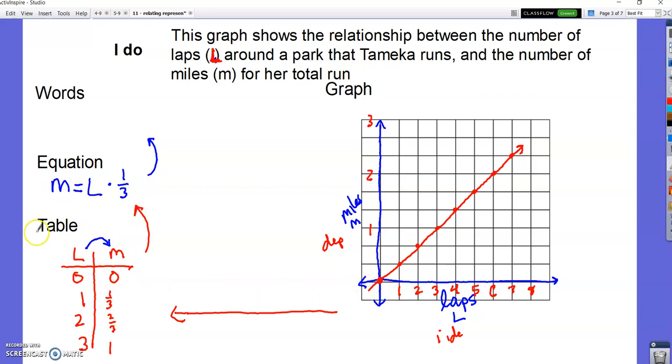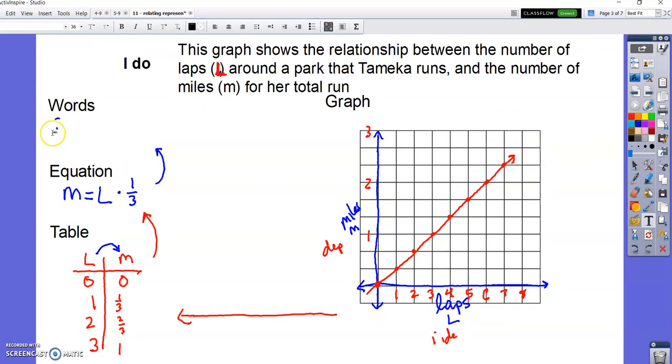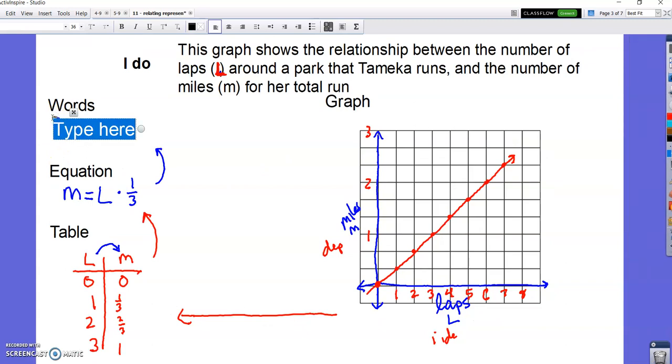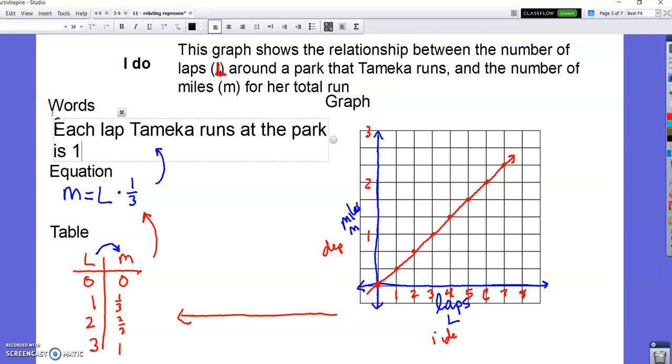So what I'm noticing is each time she runs one lap is 1/3 of a mile. That's what I'm noticing. So I'm just going to write something like Tamika. I'm going to type it because I'm faster at typing. Each lap Tamika runs at the park is 1/3 of a mile, something like that.